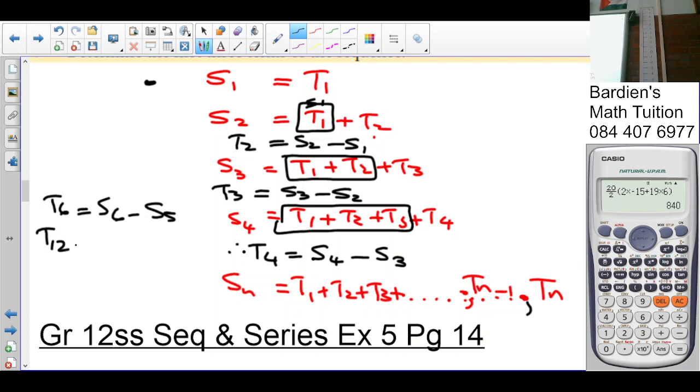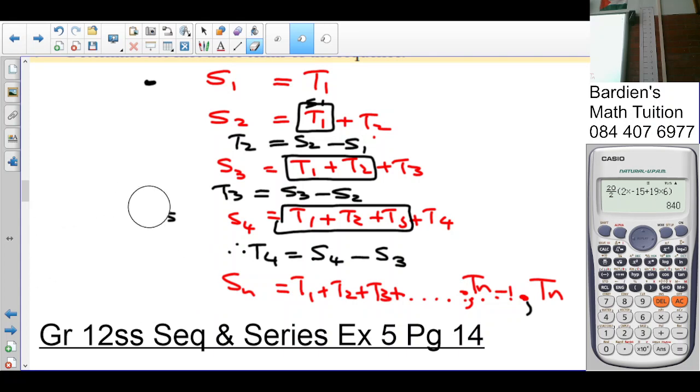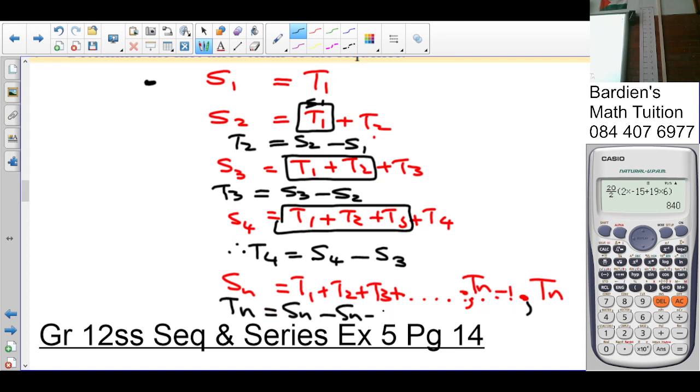What would T12 be? S12 minus S11. You see that term 12 is going to be S12 and S11, one less. What would T53 be? S53 minus S52. What would T100 be? S100 minus S99. So what would Tn be? Sn minus Sn minus 1.